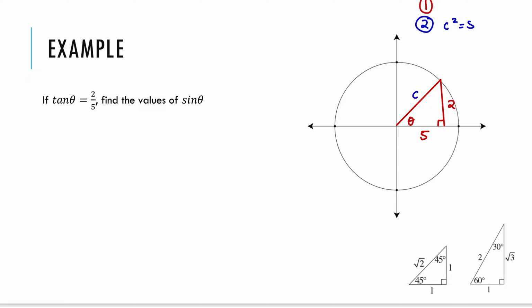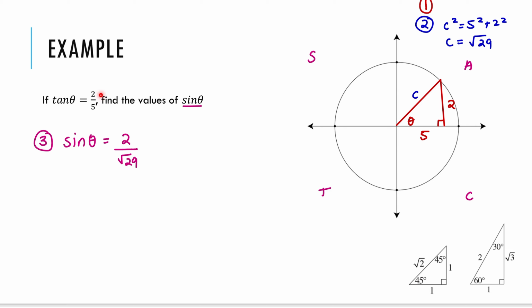So C squared will be 5 squared plus 2 squared. So C will be just the square root of 29. And then finally, my third step, actually I might draw it over here. My third step is to find sine theta. Now here, all stations to central. So here, sine theta will be equal to opposite, which is 2, over hypotenuse, which is the square root of 29. Recall that I also need to consider where tan theta is positive.